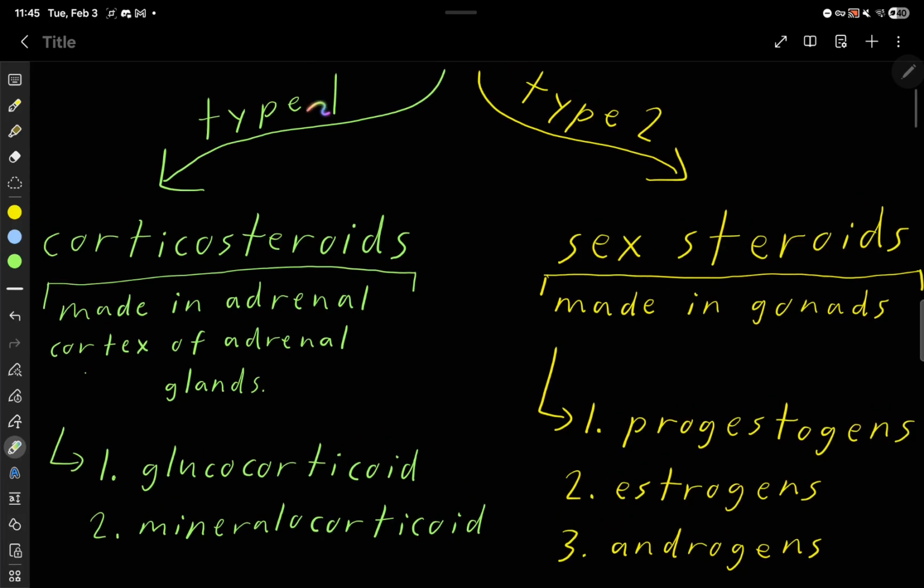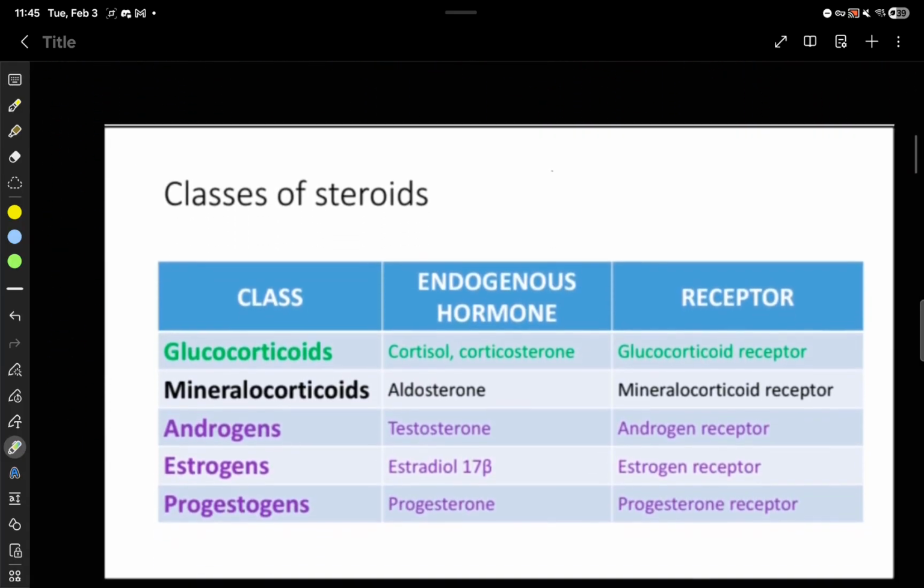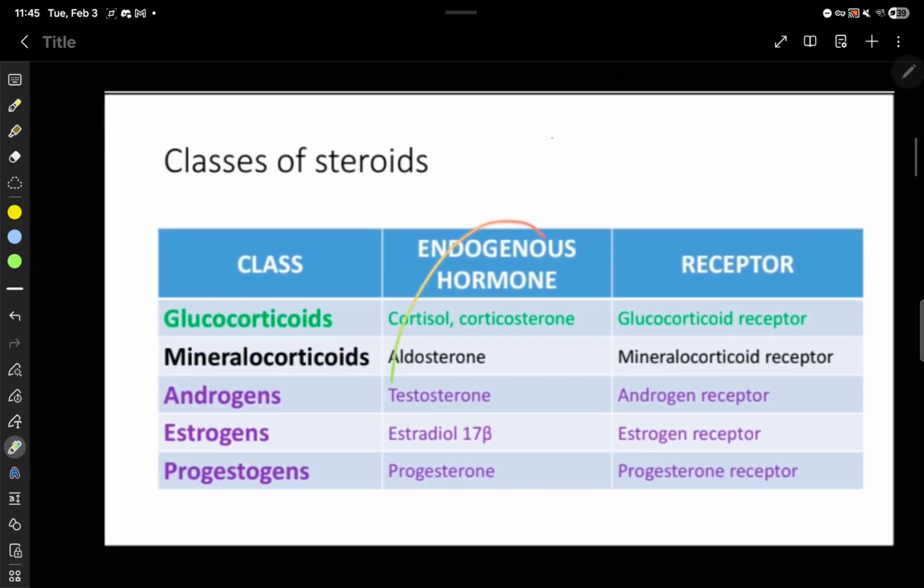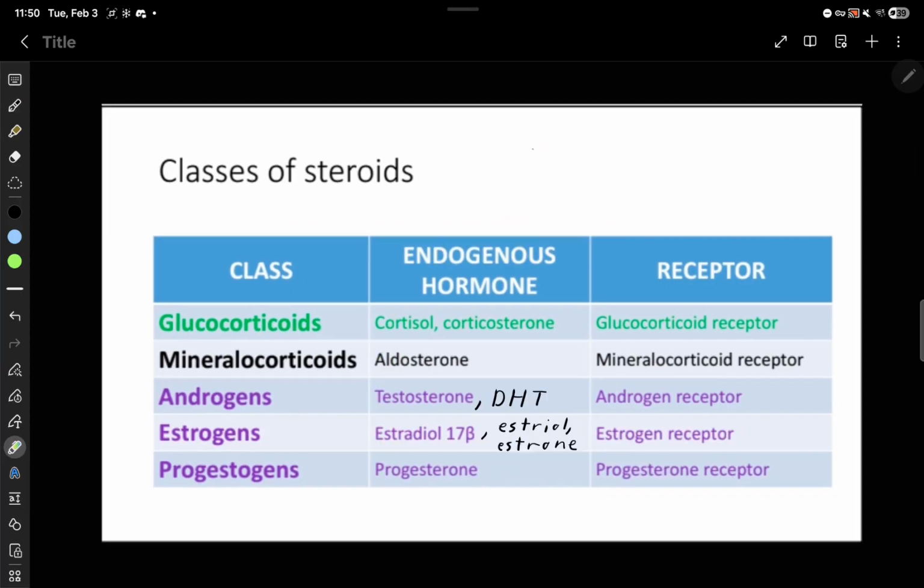So, like we said, two types of steroids, and within each type we have different classes. And within each of these classes we have specific examples of steroid hormones that are produced in our body and they do various functions. And you can see these examples in this chart here. So examples of glucocorticoids include cortisol and corticosterone. In humans, cortisol is the much more relevant and potent steroid.